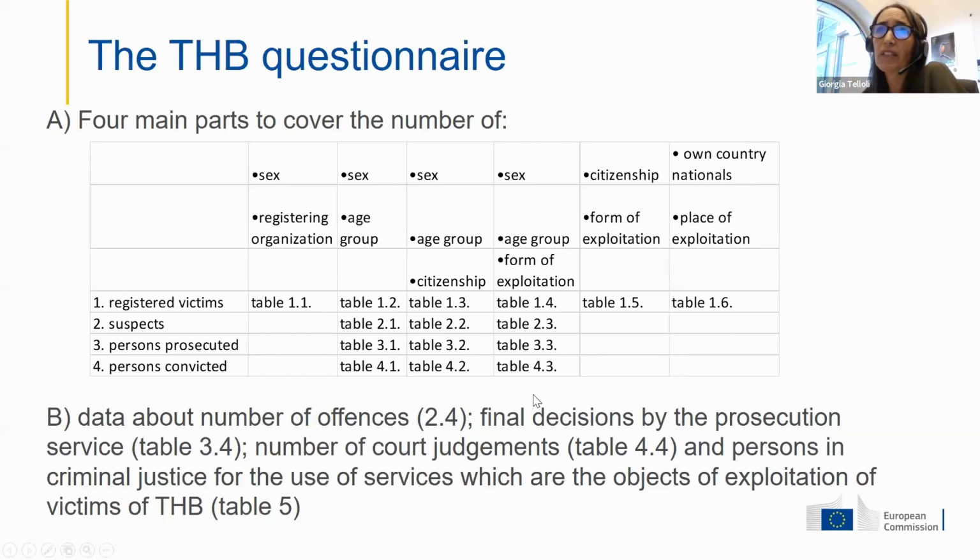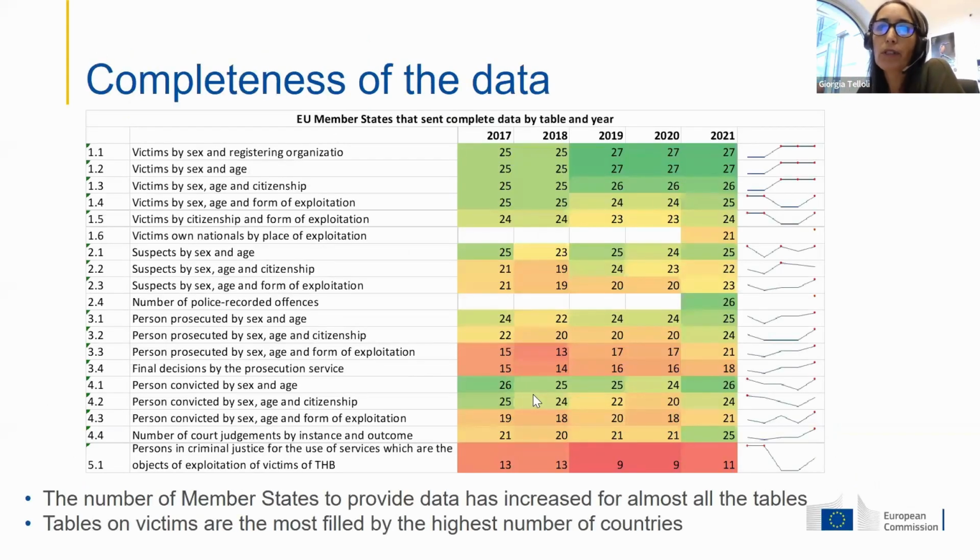Also, we collect very important data on the final decisions by the prosecution service and the final decisions of the courts. And we cannot disseminate all this data because we assess the quality, and also the completeness, mainly the completeness of this data. And if the completeness is not enough, we cannot disseminate the data. So you can see here the number of member states providing data. The number has increased for almost all the tables in recent years. The most filled tables are the ones on victims, but also for suspected, prosecuted and convicted, at least we have the total number by sex and age. And the number is also expected to grow this year.